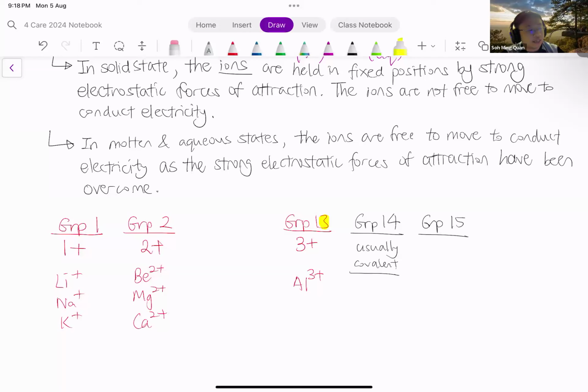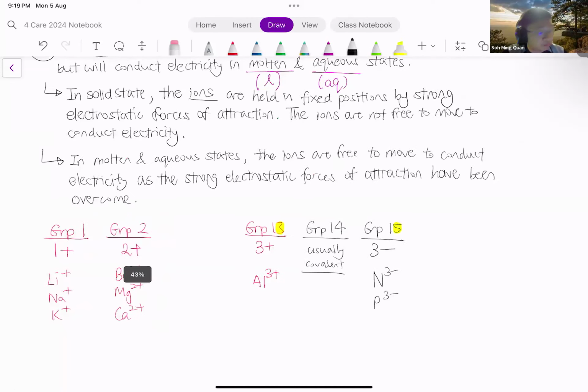Then we move to group 15. Again, the teens, 15, the last digit is 5. So that means group 15 elements have 5 valence electrons. If they have 5 valence electrons, to achieve a fully filled outermost shell, they must gain 3 electrons. If you gain 3 electrons, the charge is 3 minus. So you have N3 minus, P3 minus. Not common, but it exists.